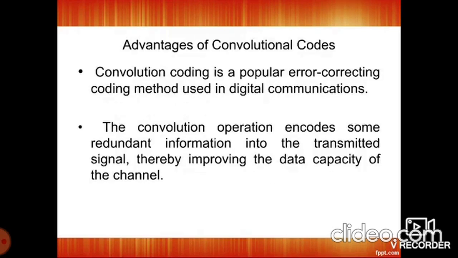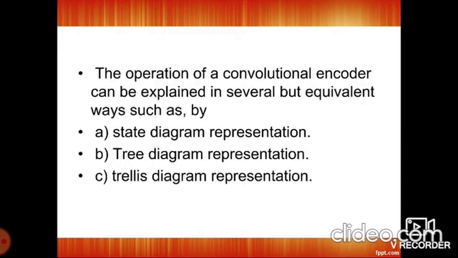The advantage of convolutional code is that it is a popular error correcting code method used in digital communication systems. The convolution operation encodes some redundant information into the transmitted signal, thereby improving the capability of the channel. The operation of the convolution encoder can be explained by three equivalent methods: the state diagram method, the tree diagram, and the trellis diagram.